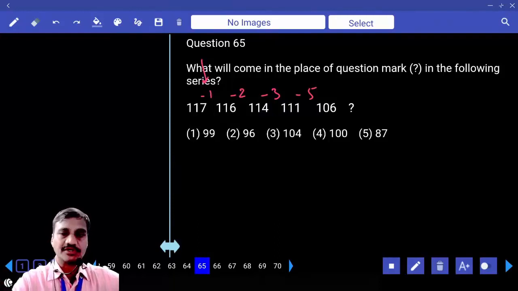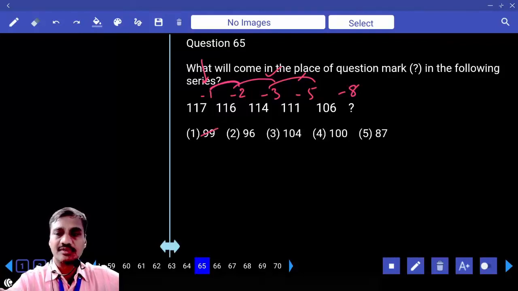1 and 2. 1 plus 2 is how much? 3. 3 is 2 plus 3, 5. 3 plus 5, 8. 106 minus 8. And what should be the number here? 98 should be the number.